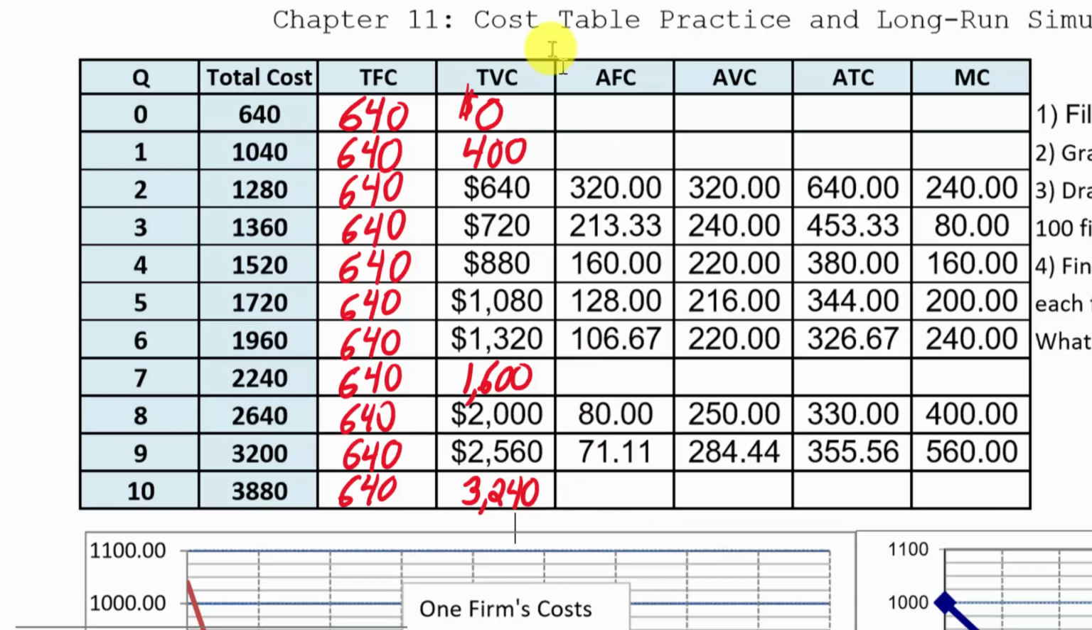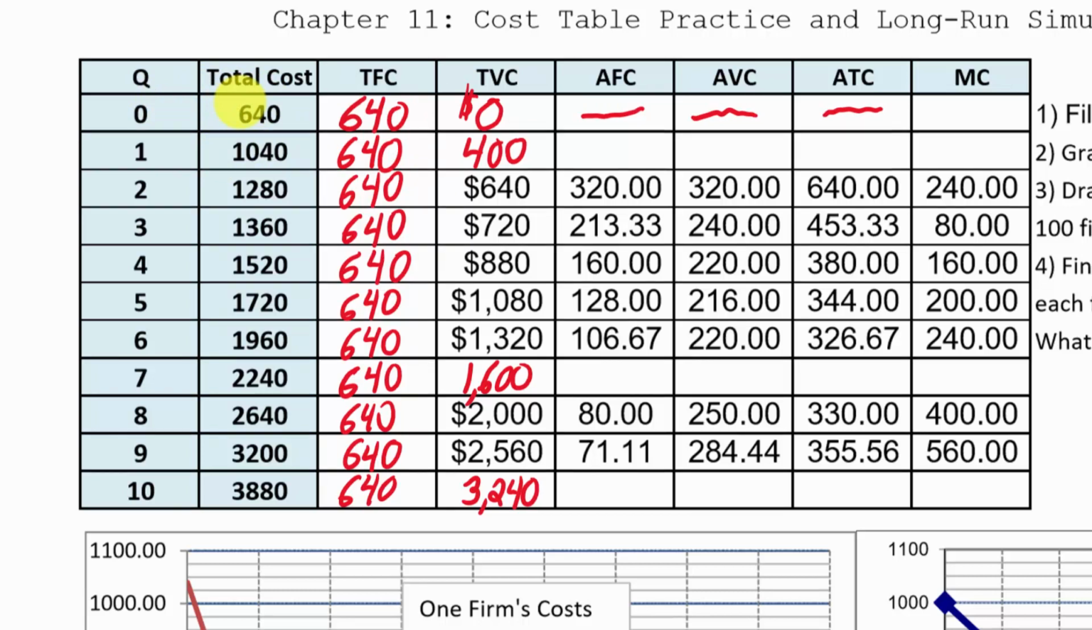Now here are the 3 average columns: average fixed cost, average variable, and average total. When we say average, we mean divide by the quantity. However, for fixed costs, when we take 640 and divide by 0, we can't do that, so we just say not applicable. Average variable cost would be 0 divided by 0. We can't do that either. And average total cost, 640 divided by 0. We can't do that either.